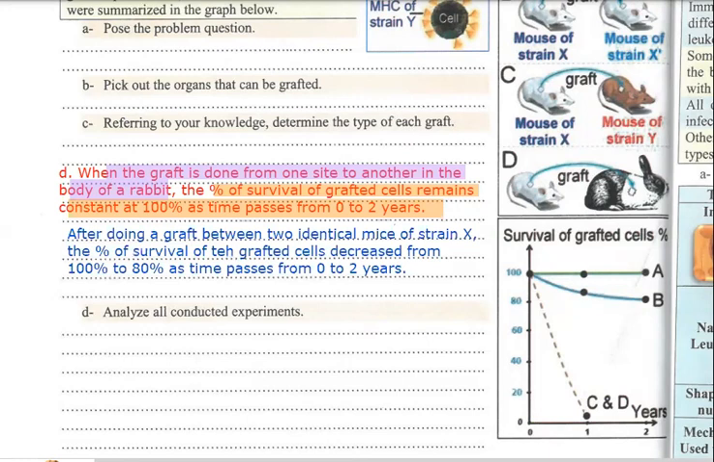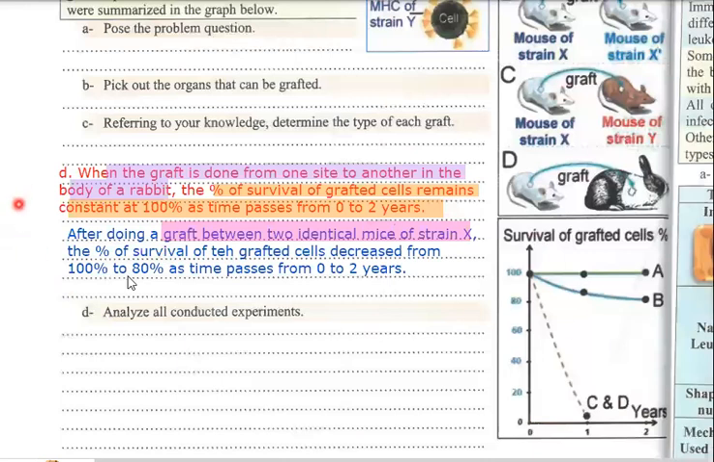What did I do? I said what happened in the experiment. What did we do in the experiment? We did a graft between two identical mice of strain X. Then, what were the results? Look, the percentage of survival of grafted cells decreased, right? It went down from 100% at year 0 to 80% at year 2, right?